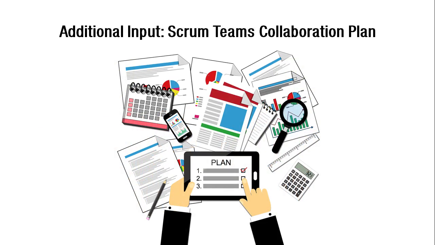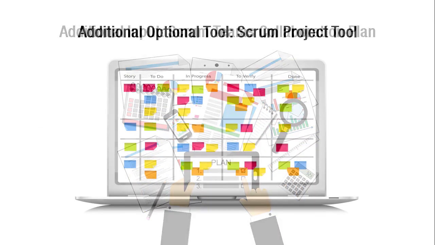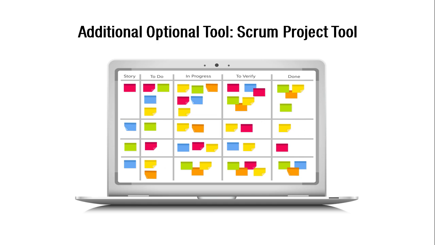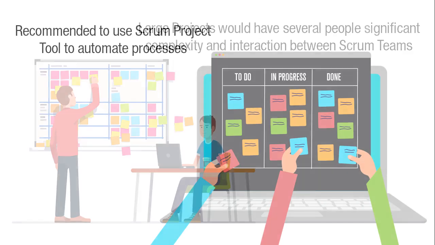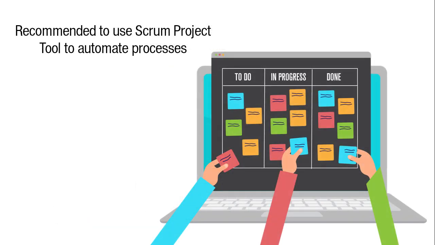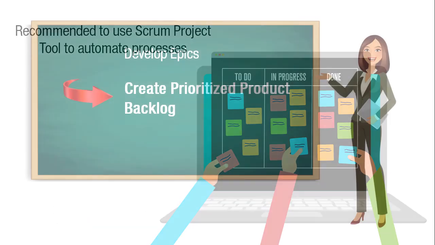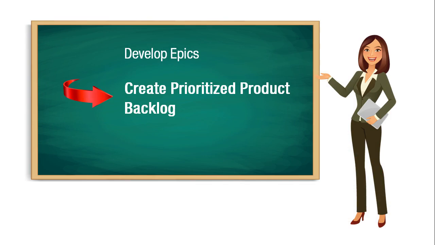Additional input, Scrum Masters collaboration plan. Additional optional tool, Scrum Project Tool. Since large projects would have several people, significant complexity, and interaction between Scrum teams, it is recommended to use a Scrum Project Tool to automate processes. The next process we shall learn is creating prioritized product backlog.